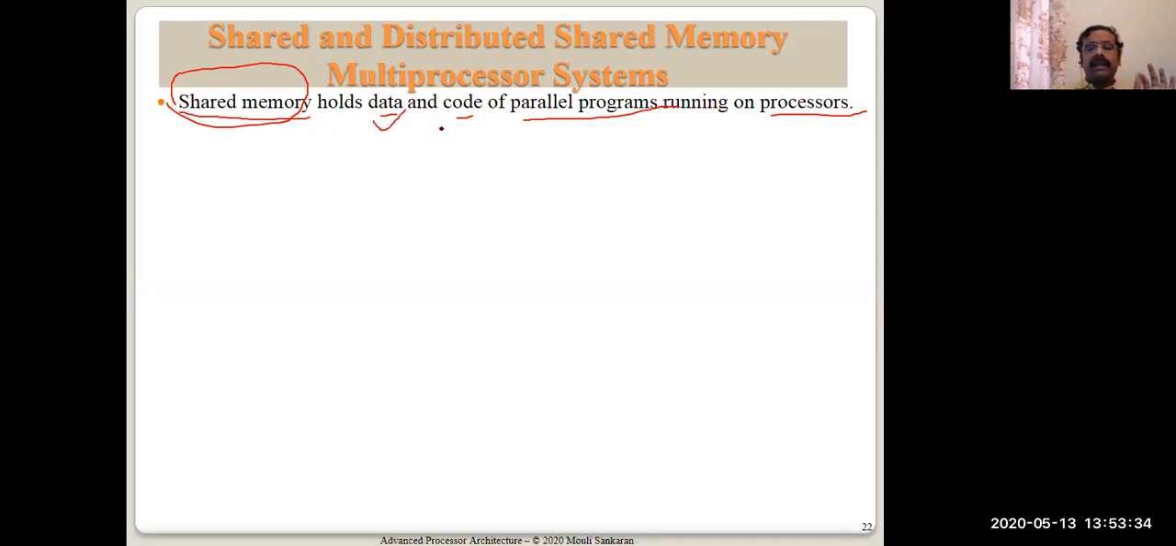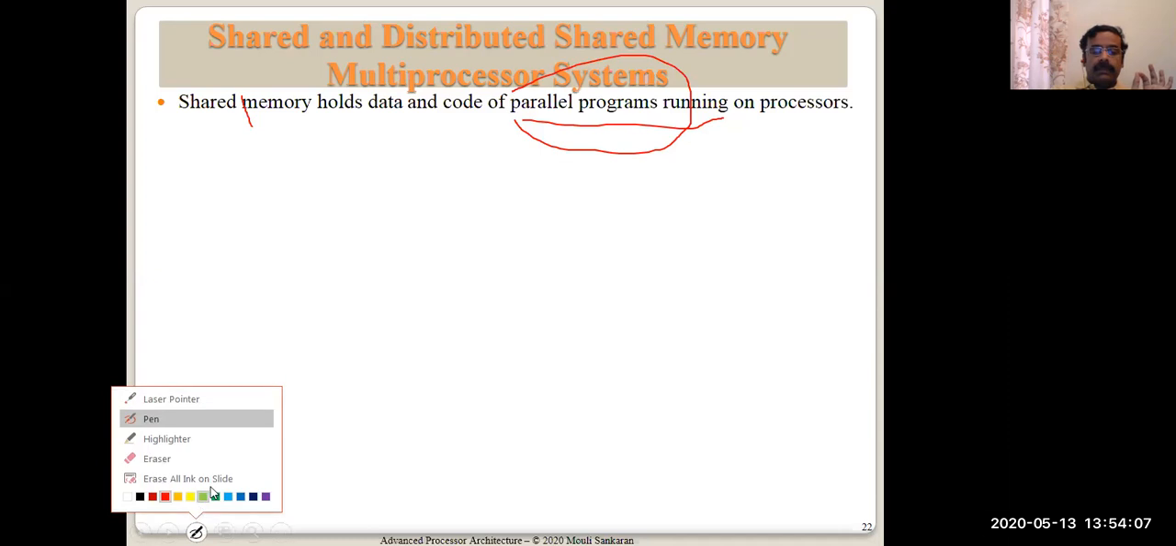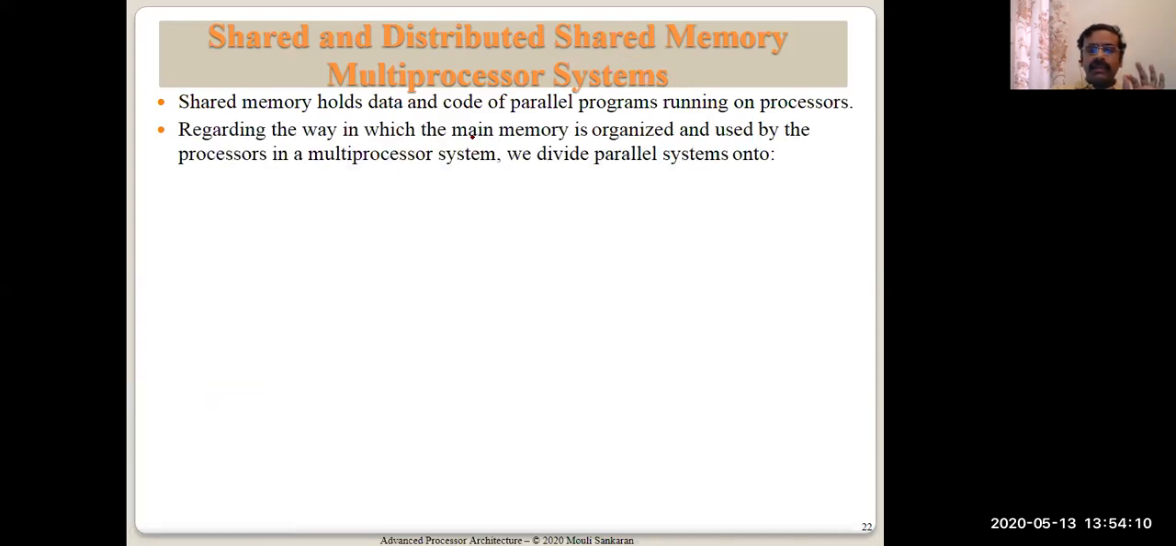So it can be holding data or code. Do not assume it's only code or only data. It can be both. And parallel programs are running because it is accessed by multiple processors. It is shared between multiple processors. So there should be some parallel programs running, because when you have multiple processors, they will be executing multiple programs in parallel. So parallel programs will be running for sure, and they will be accessing the shared memory. Remember that.